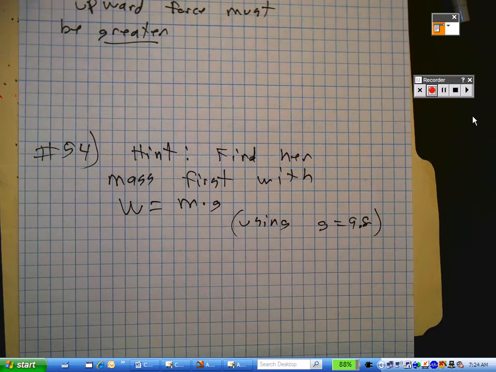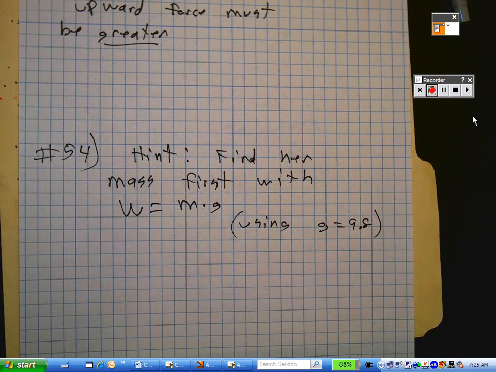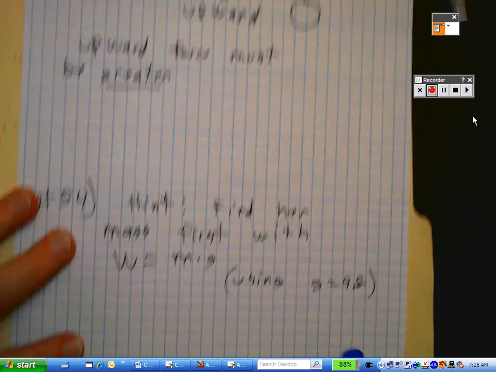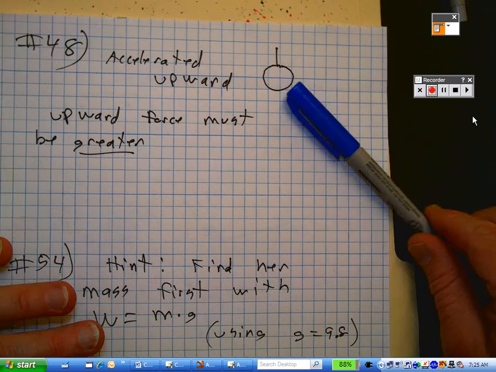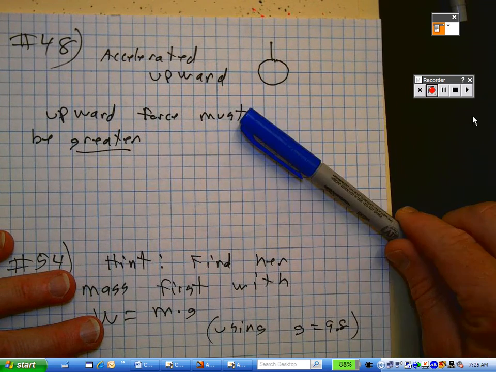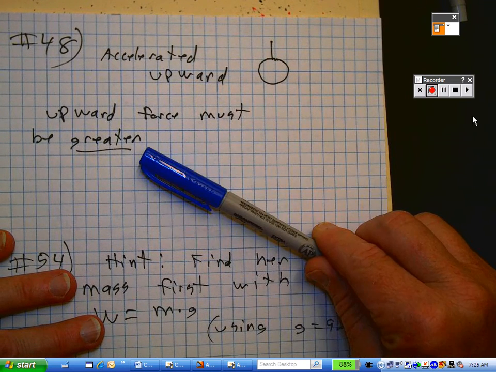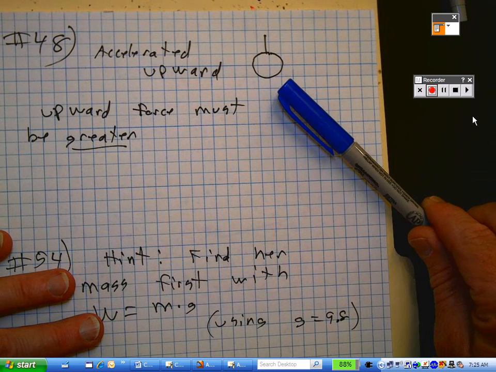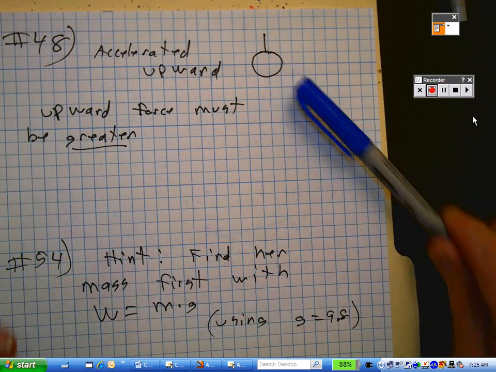Take a look at number 48. Number 48 involves a stone being accelerated upward. When the stone is being accelerated upward, that means the upward force has to be greater. So if the upward force is the same, it either won't go anywhere or it'll go at a steady velocity.